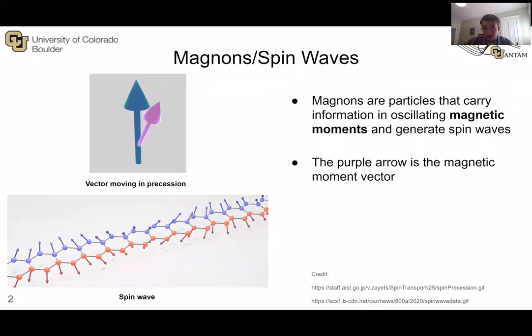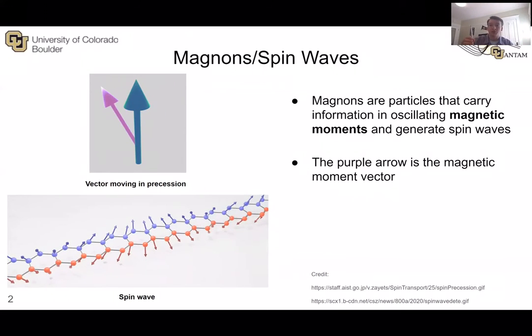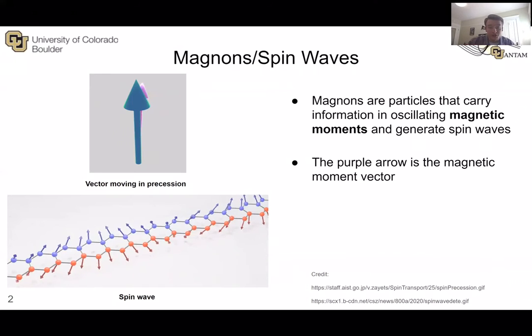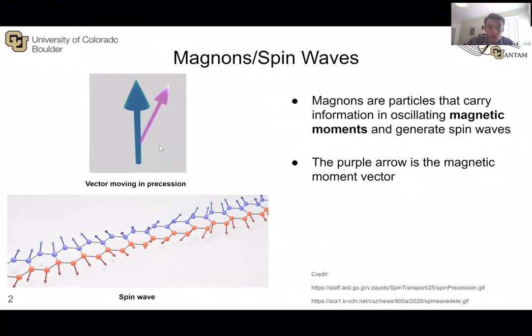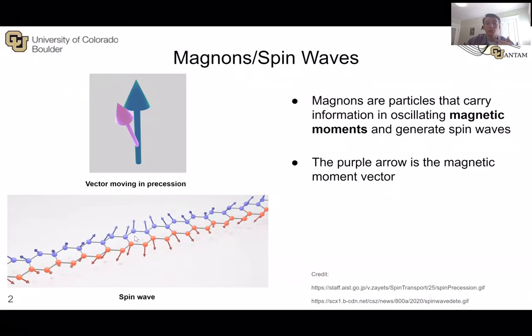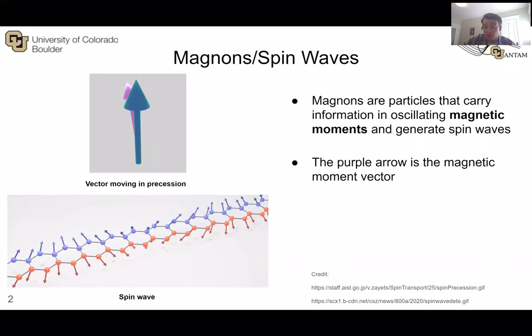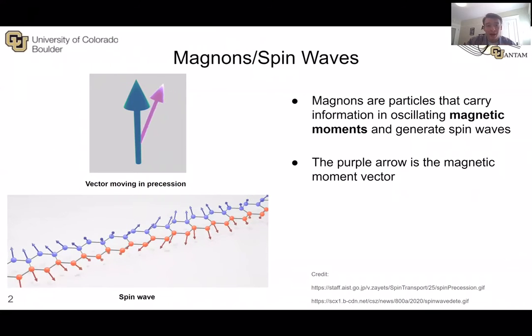And when this material is brought in the presence of an external magnetic field, all these arrows will start to rotate or move in precession around a central axis, as shown in this figure, the top figure here. And in the bottom figure is what we see when a bunch of these atoms undergo this process, and this is known as a spin wave. And spin waves generate magnons.